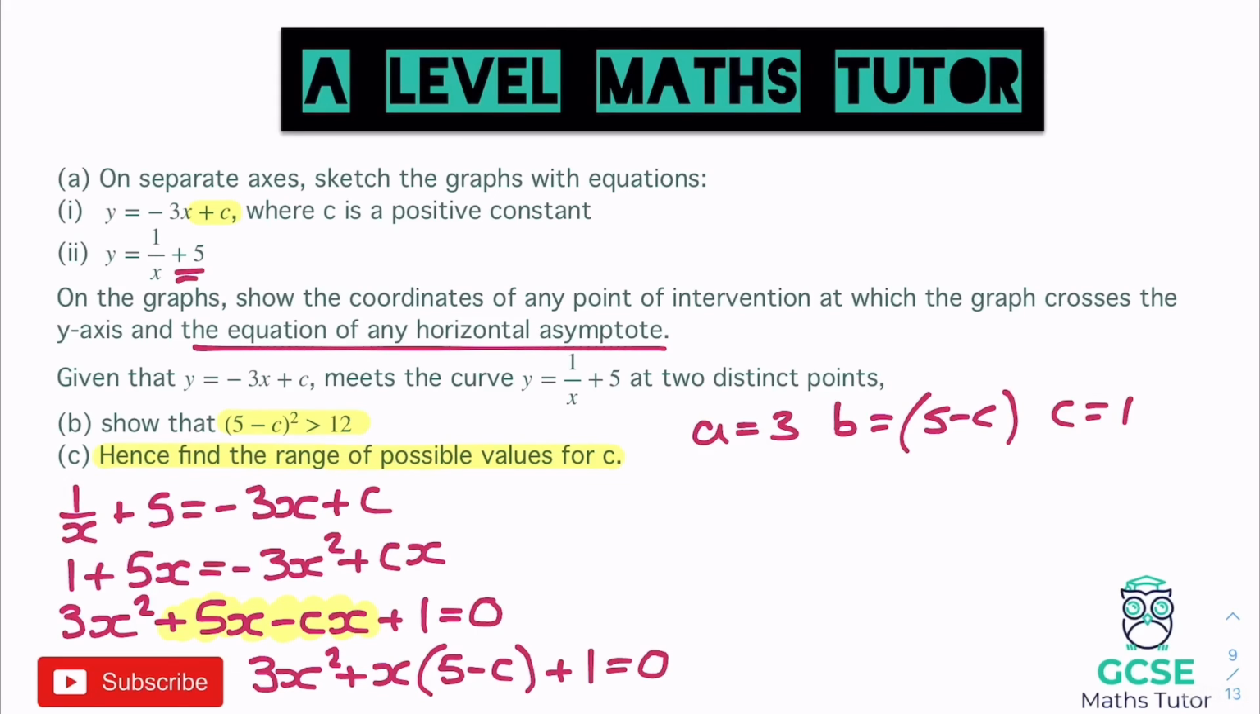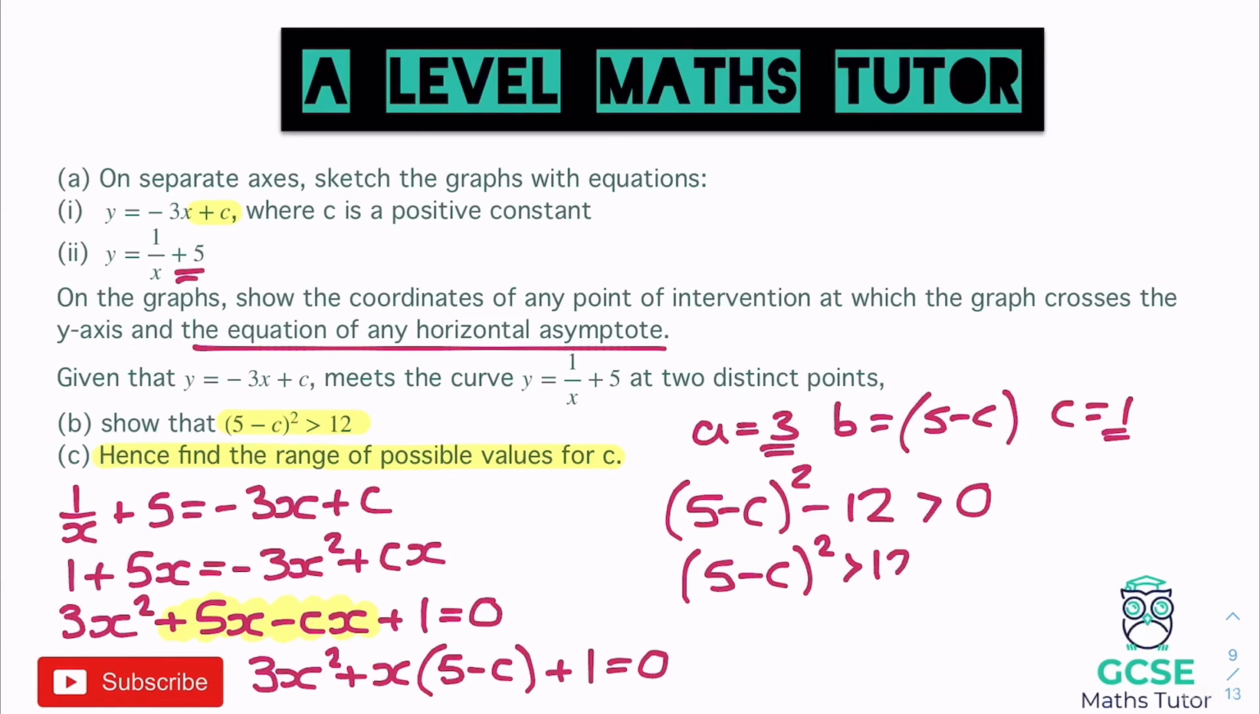If we put that into b squared minus 4ac, we get 5 minus c squared minus 4 lots of a times c. 4 times a, well a is 3, so that's 12, times c, which is 1, so it's minus 12. And all of that is greater than 0, as it has two distinct roots, so the discriminant is bigger than 0. Now all we need to do to finish this off is add 12 to the other side, and as you can see, we get 5 minus c squared is bigger than positive 12. And there we go, we've shown that.